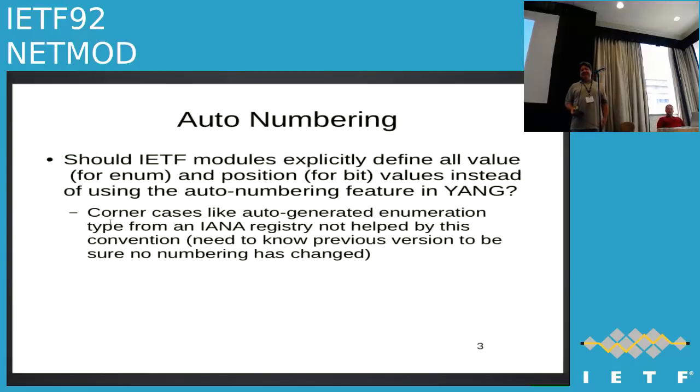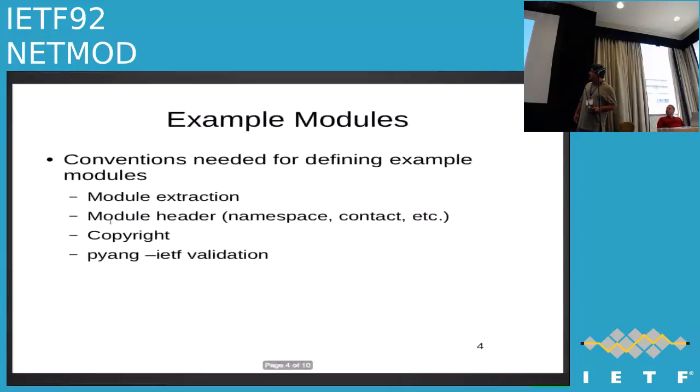Doesn't sound like there's support for this. No comments. So then that's suggesting we don't need a guideline for auto numbering, or basically to not have auto numbering, to have explicit numbering. Okay, well, move on. Next one.